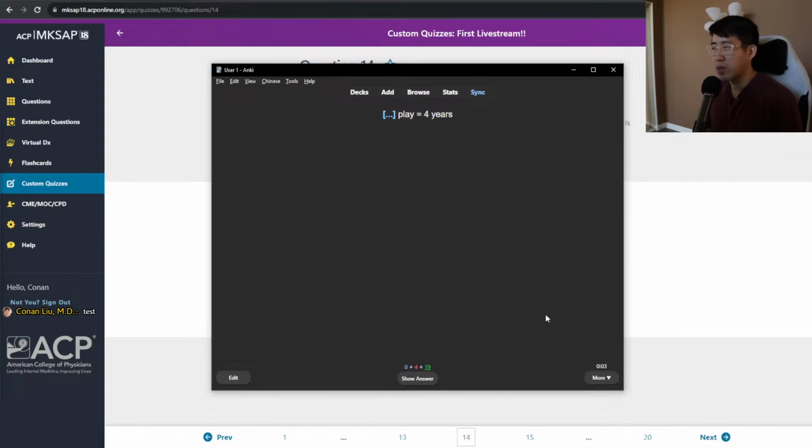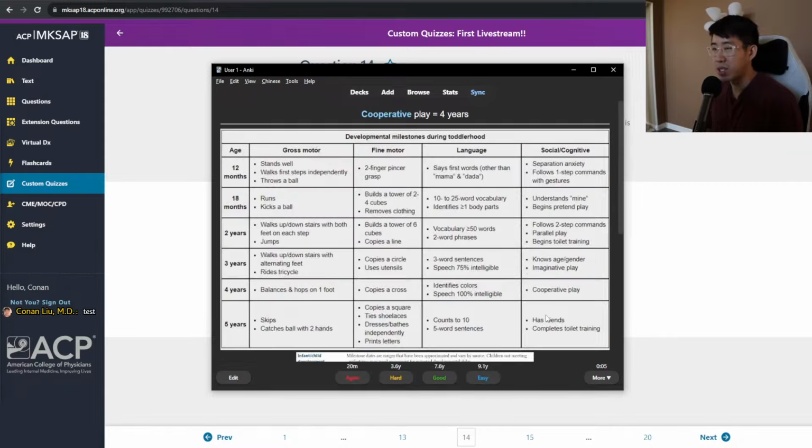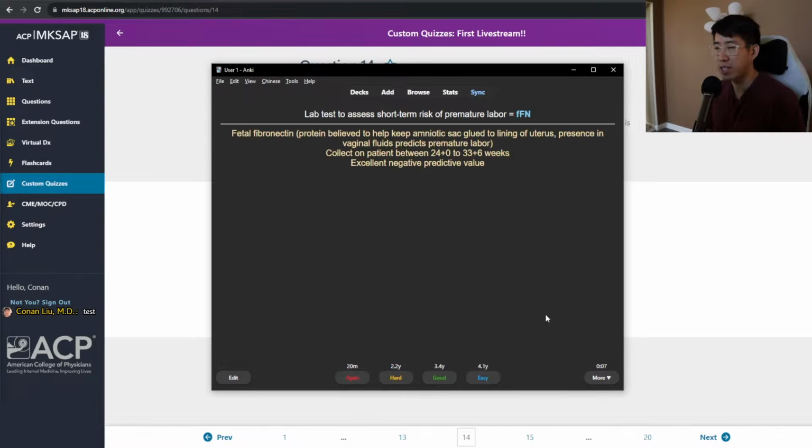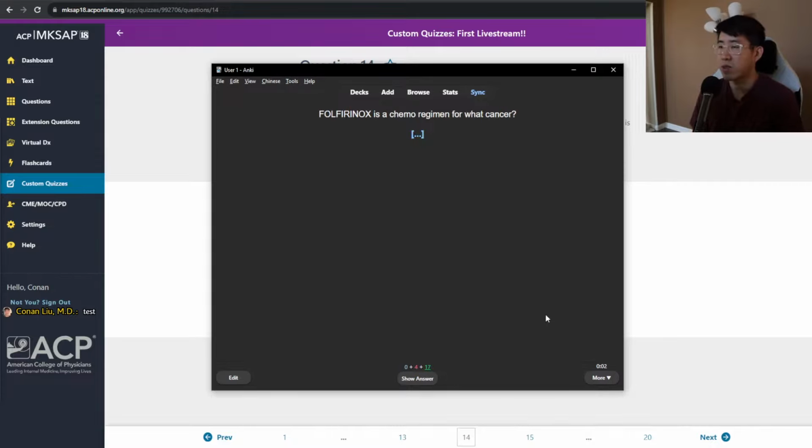Age 4 is going to be imaginative play or cooperative play. Yeah, so cooperative play. Lab test to assess short-term risk of premature labor is the fetal fibronectin, a protein believed to keep the amniotic sac glued to the lining of the uterus, and its presence in vaginal fluids predicts premature labor. FOLFIRINOX is a chemo regimen for what cancer?